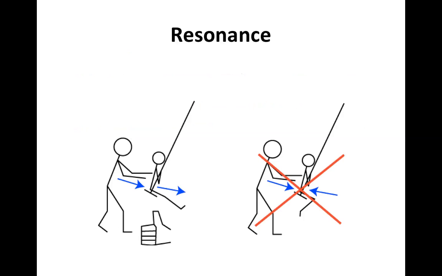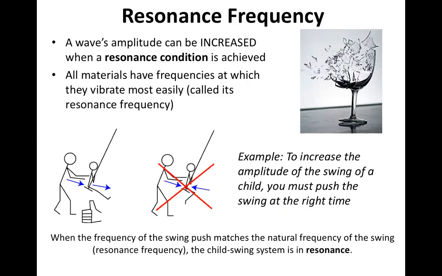So maybe you would think of the word resonance in everyday life. You would say, oh, that resonates with me, if there's like a match between what your thoughts are and what's being said. So I want you to think of resonance as like there's kind of like a matching. There's like a perfect condition. So a wave's amplitude can be increased when a resonance condition is achieved. All materials have frequencies at which they vibrate most easily, and that's called the resonance frequency.